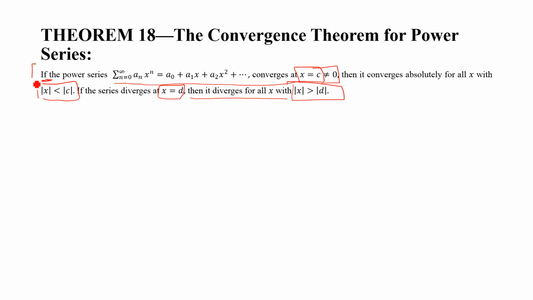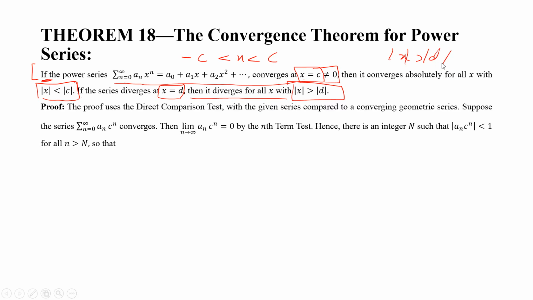First part: if the series converges at x equal to c, where c is not equal to 0, then it will converge in the open interval from minus |c| to |c|. The second part is: if the series diverges at x equal to d, then it will diverge for all values where |x| is greater than |d|. So let's see how we can prove this. The proof uses the direct comparison test, so we'll use the direct comparison test in order to prove these results.